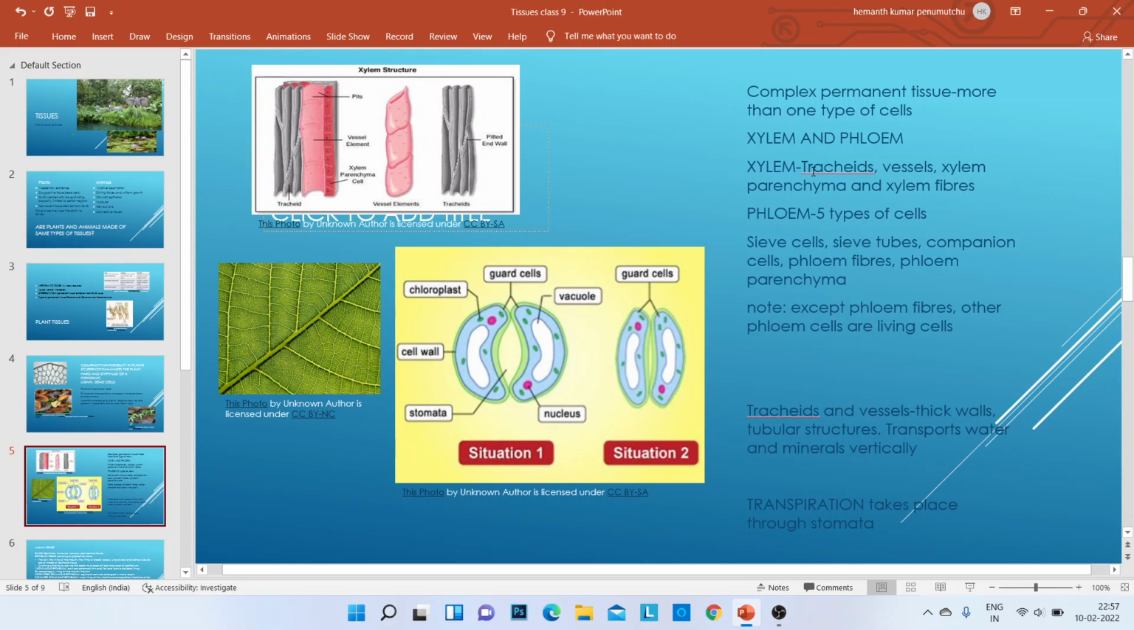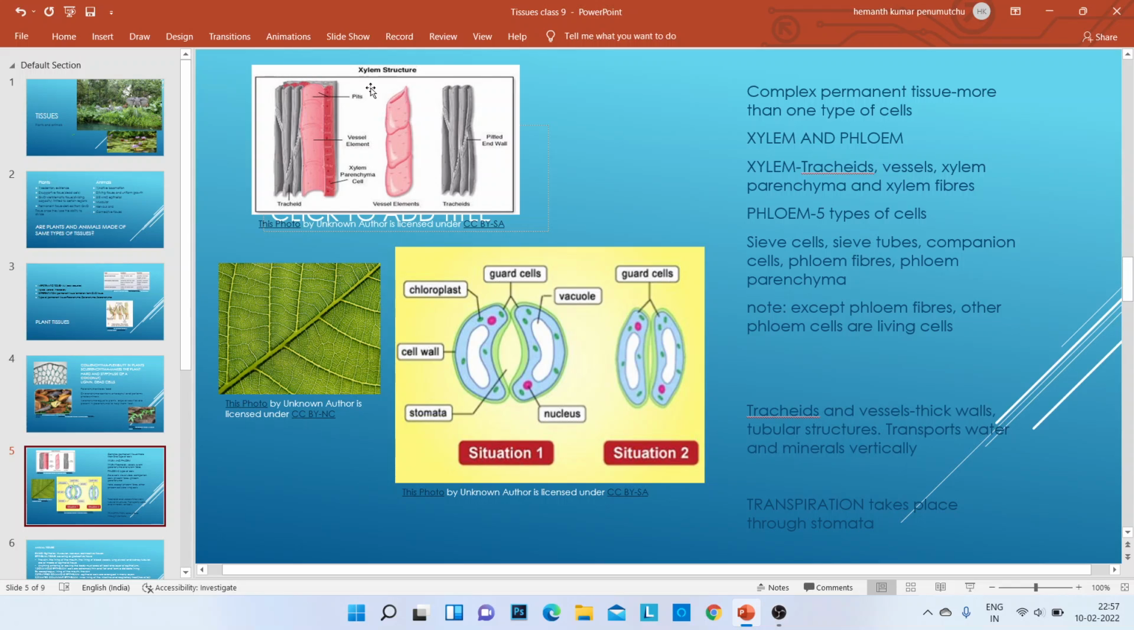In xylem, tracheids, vessels, xylem parenchyma and xylem fibers are four types of tissues in xylem itself. In phloem, we have five types of cells: sieve cells, sieve tubes, companion cells, phloem fibers, phloem parenchyma. If you see in phloem, except phloem fibers, other phloem cells are living cells. That means phloem parenchyma, companion cells, sieve tubes are made of living cells, but phloem fiber is made of dead cells. And here we can see the xylem structure.